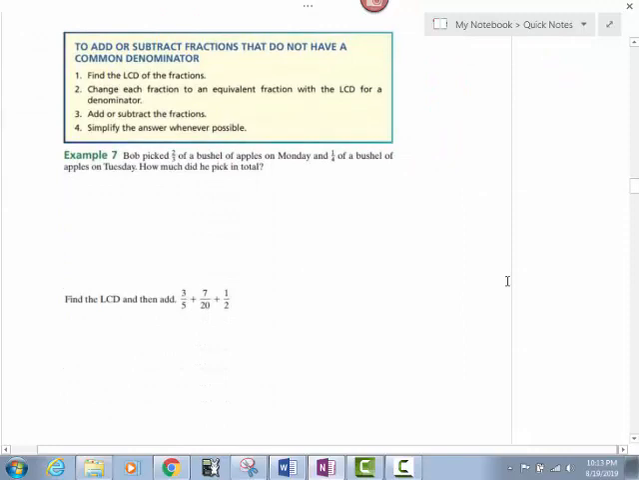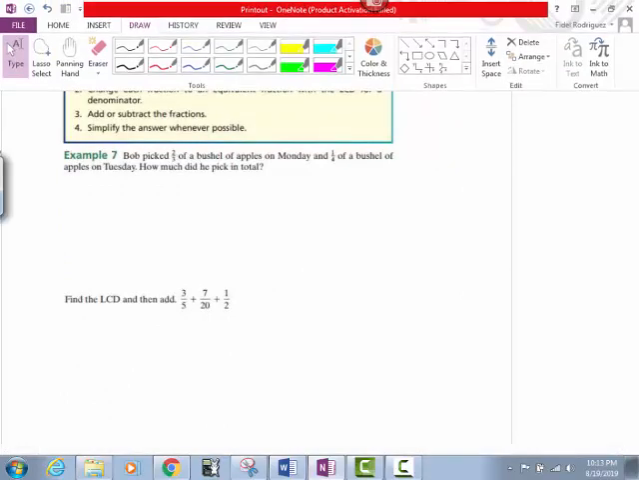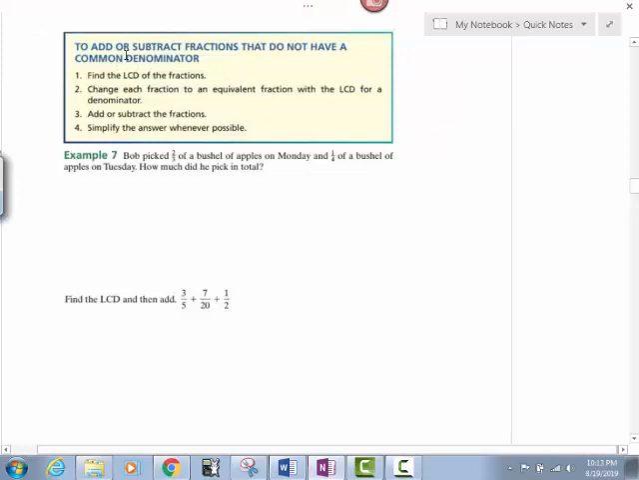So the next problems here say, how do we add or subtract fractions when we don't have a common denominator? Well, the first thing is we've got to find it, okay? The second thing is we're going to change each fraction to an equivalent fraction with the LCD for a denominator. I'll show you how we do that. Add or subtract, and then simplify if we can.